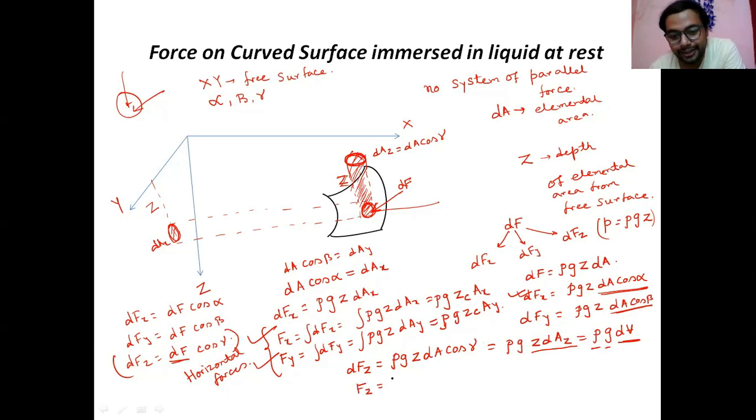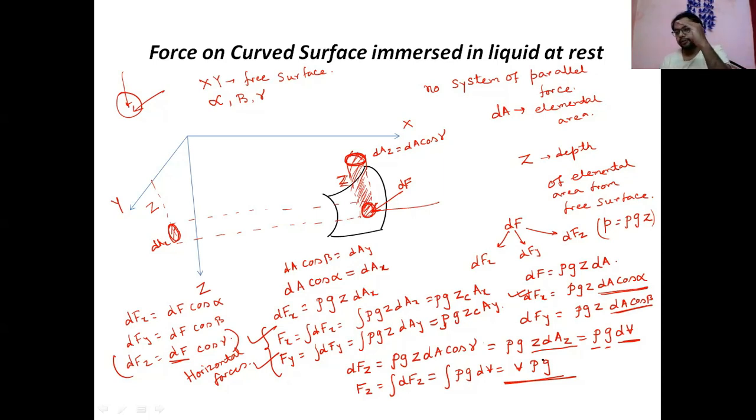So Fz is the weight of what? d rho g, that is the discussion here. Weight of what? Weight of the liquid supported by the curved surface up to the free surface.